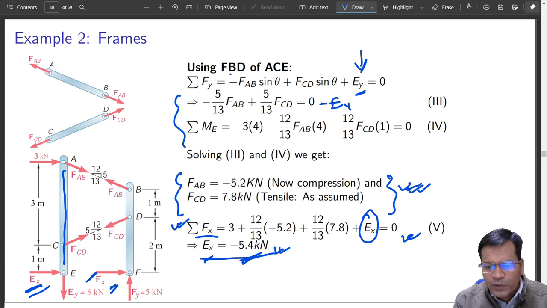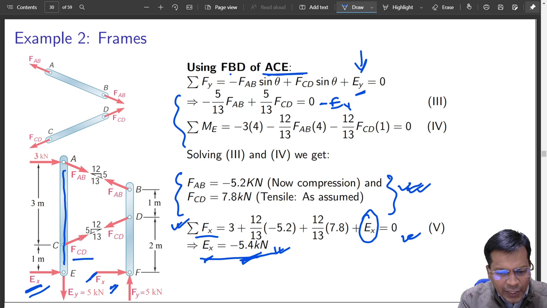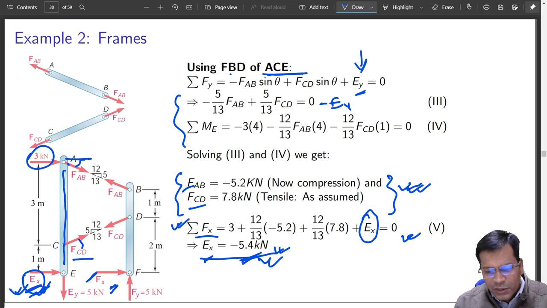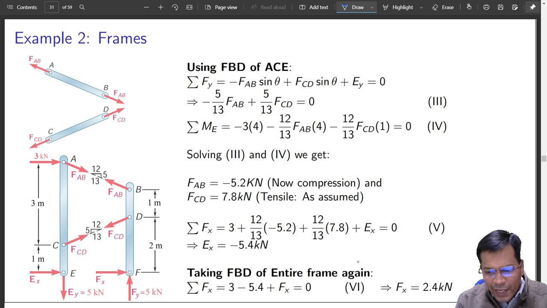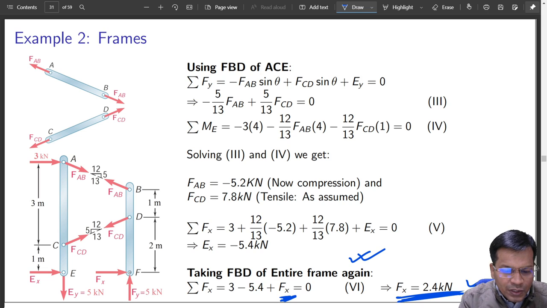Any individual member should also be in equilibrium. Now the member which is in consideration is ACE. So ACE is acted upon by FCD cosine, FAB cosine, this force, and the Ex force. With that Ex can be found out, because these two forces were found out from here, FAB and FCD. So the only unknown, which was Ex, is found out over here. Now the free body of the entire frame again. Now you can consider the whole frame horizontal force. This time I'll get Fx also. Fx can be found out. So this is the contribution due to this pinned member.